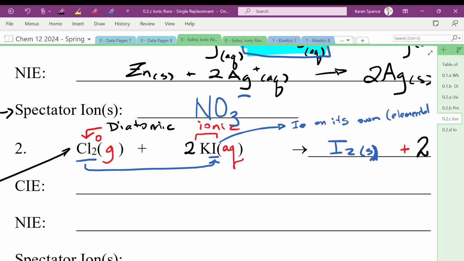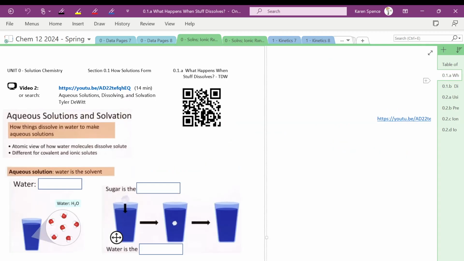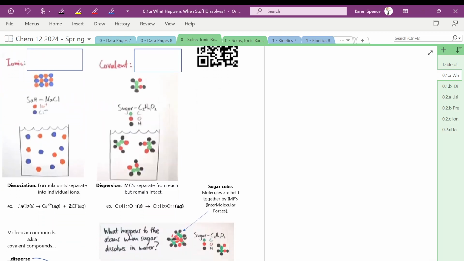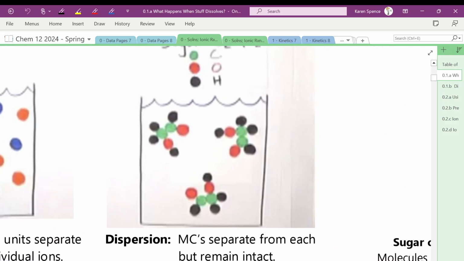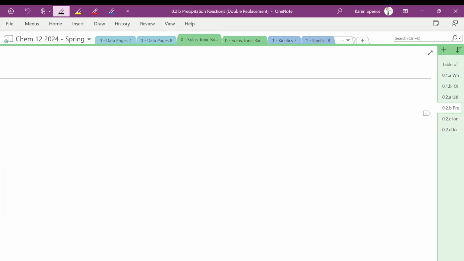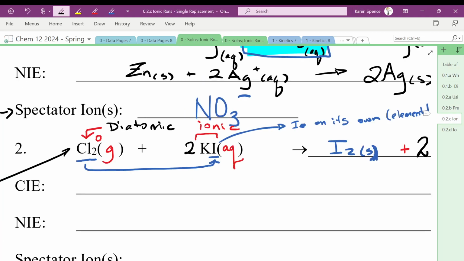And do you remember what happens with molecules if you put them in water? They stay intact. Do you remember that from Tyler's little thing here? When we had molecules, they stay intact. So if we had Cl2 and we put it into the water, it would just stay as Cl2 and it wouldn't break apart because it's a molecule. So it's not going to split apart. So we're just going to have Cl2, which is still a gas.